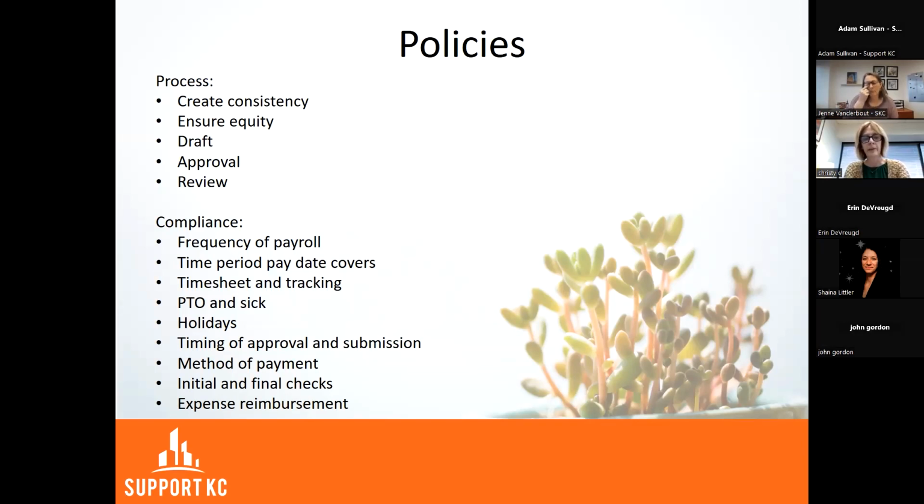The time period the pay date covers, again, really important policy. When does your pay period start? And what day? Is it Sunday? Is it Monday? What is the cutoff? Does it go from Sunday to Sunday and then you get paid the Wednesday? So really documenting those types of policies.